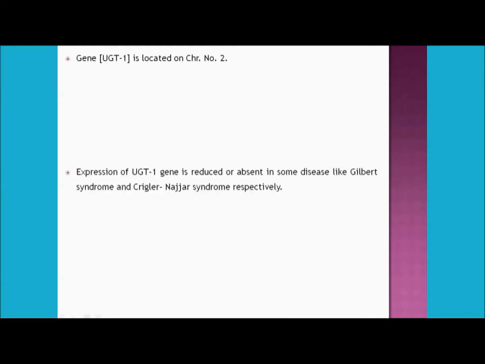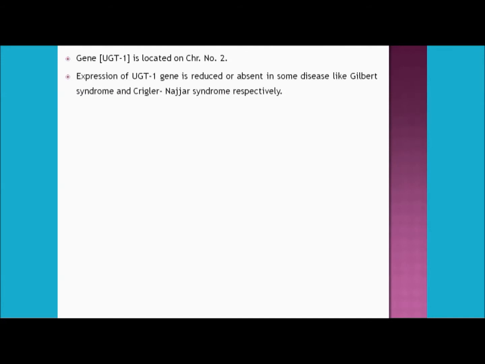Now you should know that UGT1 is always located on chromosome number 2. Moreover, the expression of UGT1 in an individual is reduced or absent in some diseases like Gilbert syndrome and Crigler-Najjar syndrome respectively. In such cases the amount of bilirubin is always high in the body, right? The activity of the UGT1 enzyme is increased by some drugs like phenobarbital, benzopyrene and aminoquinones.